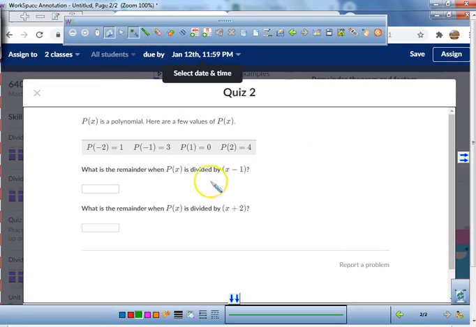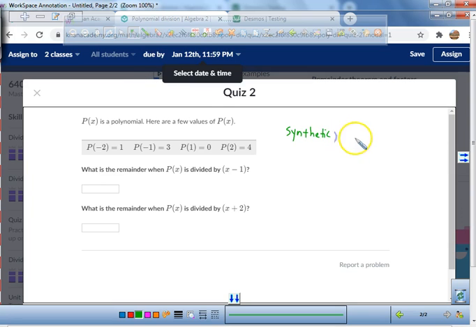Now, when p of x is being divided by x minus 1, if you use this concept called synthetic substitution, if you're dividing by x minus 1, basically you're evaluating the function at p of 1.